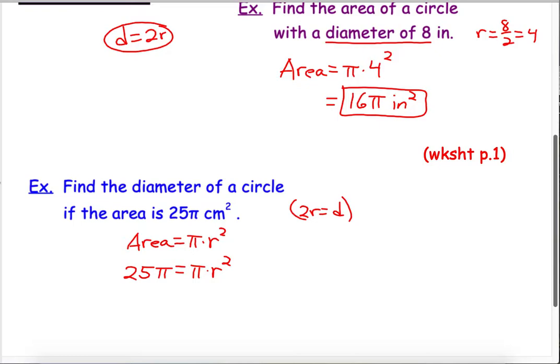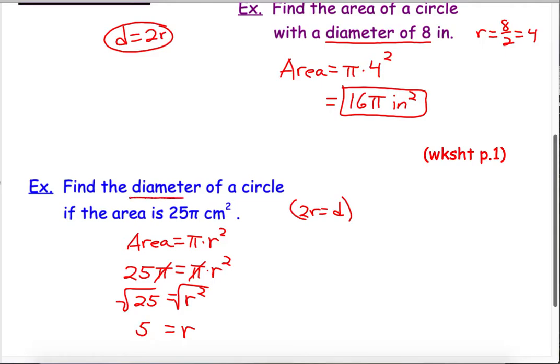Well, I'm trying to solve for r. I could divide both sides by pi. That's the opposite of multiply by pi. And the pi's are going to cancel on both sides. So now I have 25 is equal to r squared. How do we solve for r if we have r squared? We take the square root to cancel the square, and we're going to get the positive root of r is going to equal 5. So now I know the radius is 5.